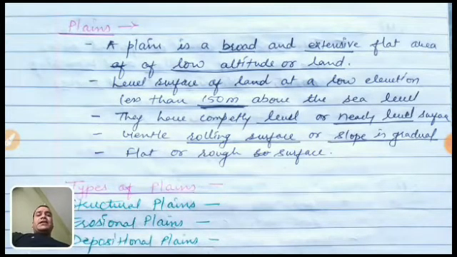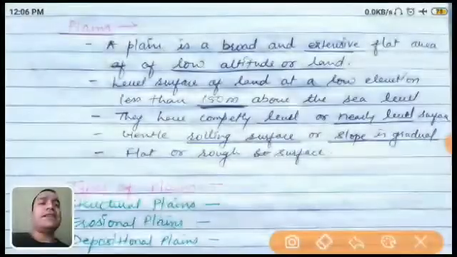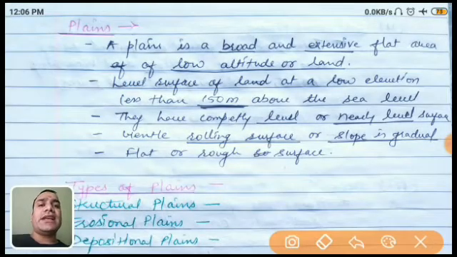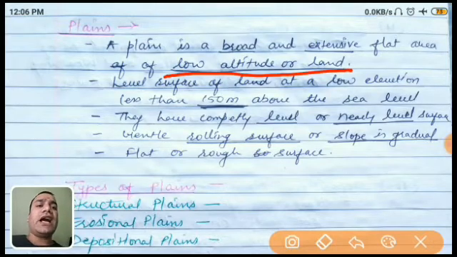What is a plain? Generally, you have seen the landforms, basically the fields, agriculture fields. These are basically plains. Or we can say the low-lying area or the flat surface. The low-lying area or the flat surface is called the plains. Now, see. A plain is a broad and extensive flat area of low altitude or land.